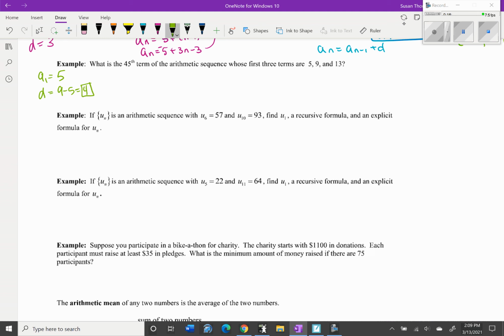And of course, we would want to use the explicit formula to find the 45th term, but I'm going to go ahead and practice both. So here we have the recursive, our explicit form. So we're going to do recursive first. So recursive, state the first term, and the nth term is equal to the previous term plus the common difference for n values greater than or equal to 1.